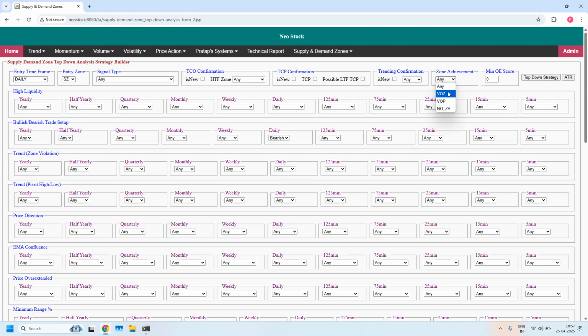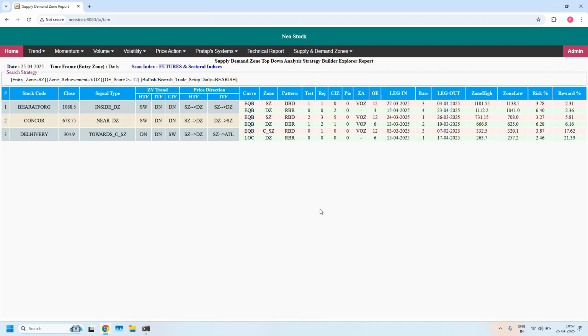Zone achievement, violated opposing zone. Minimum odd enhancers score 12. With these filters, we got three stocks. These three stocks are supporting the bearish trade setup for monthly income trade. And the entry time frame zones are daily supply zones. Because it is a bearish trade setup, we should look into daily supply zones. These are the entry time frame zones.